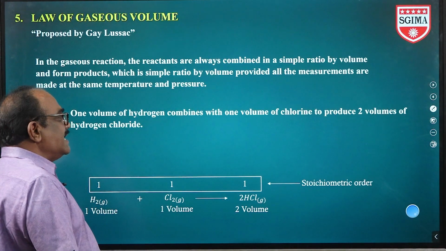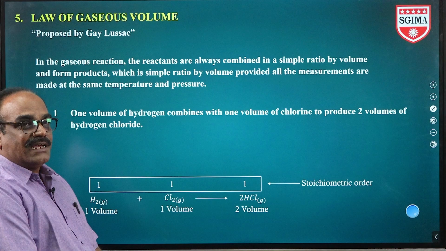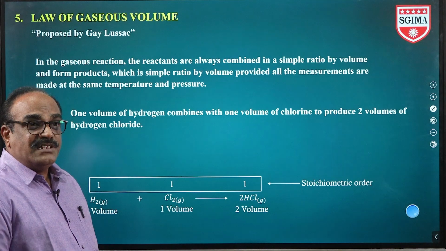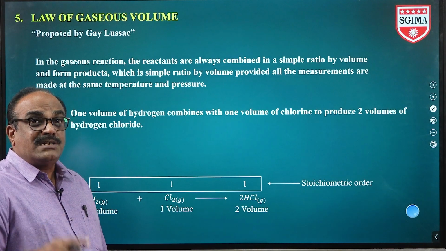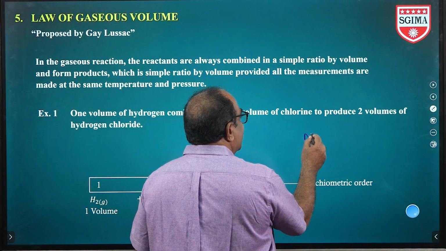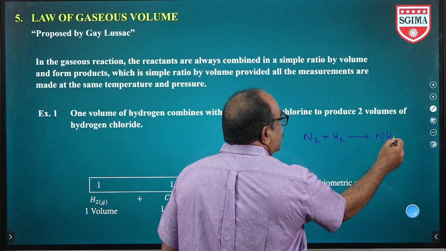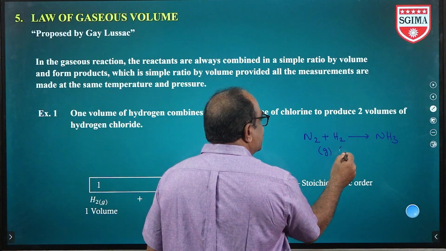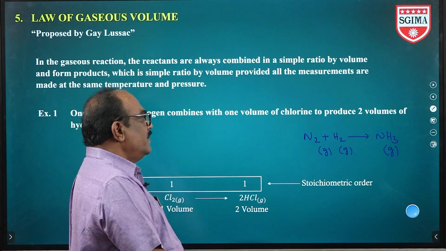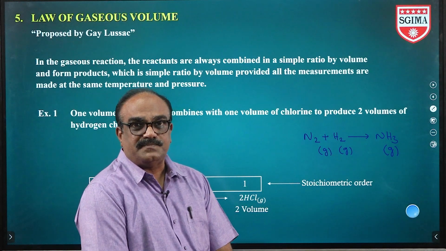According to him, in a gaseous reaction, whenever gaseous reactants combine, they combine in a simple ratio. They also bear a simple ratio with the product if the product is also gaseous. I am taking a very simple example here: nitrogen combining with hydrogen to produce ammonia. Please remember that both the reactants are gaseous and the product is also gaseous. Nitrogen is a gas, hydrogen is a gas, and the product ammonia is also a gas.